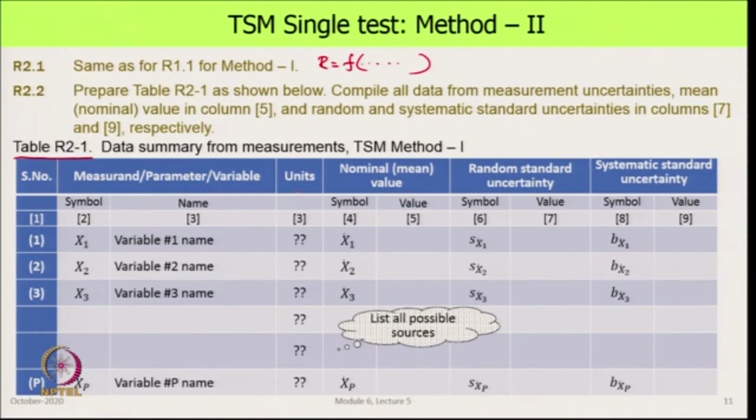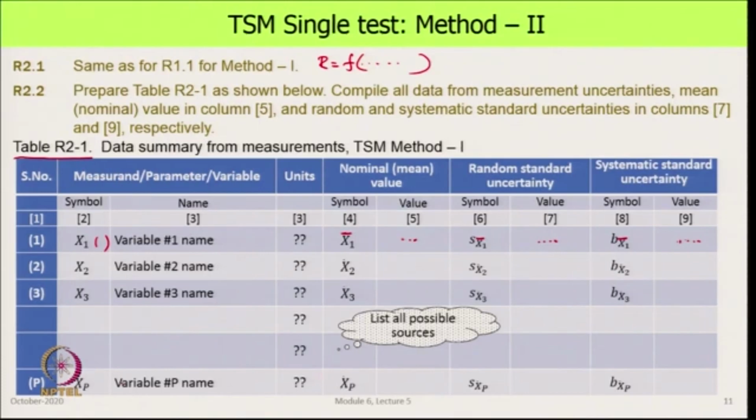So, you have measurand or parameter, units, nominal value, which we have. The random standard uncertainty in the result, we put it in these two columns, and systematic standard uncertainty over here. So, we go row by row, one row for each parameter or each variable. So, this is the x1 variable, we can put its name, units, then we can put its symbol there, the x1, which is the symbol for this. We can write the mean value, this is the random standard uncertainty, and this is the systematic standard uncertainty in x1.